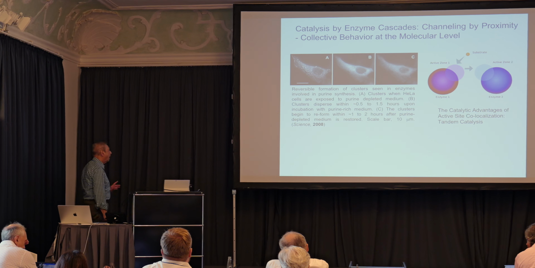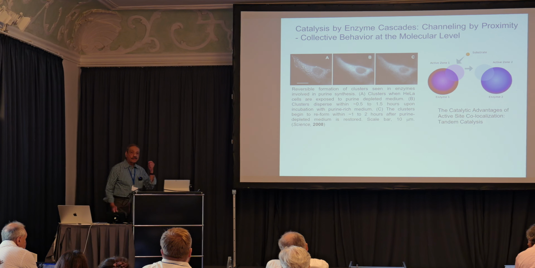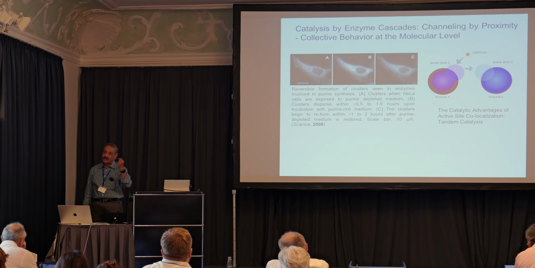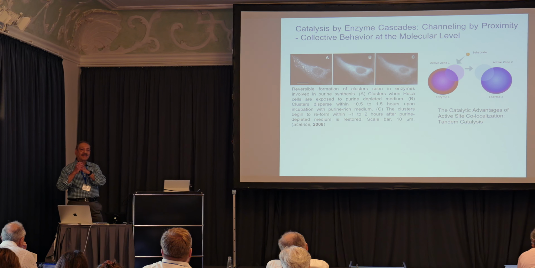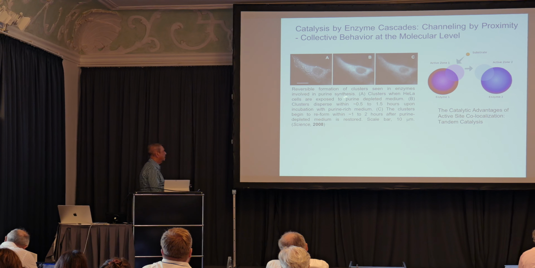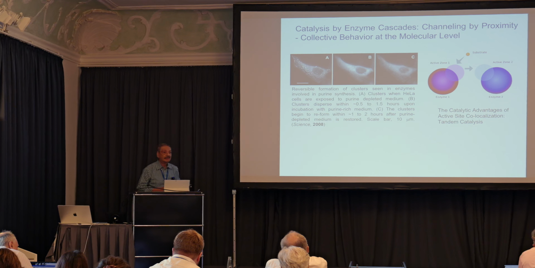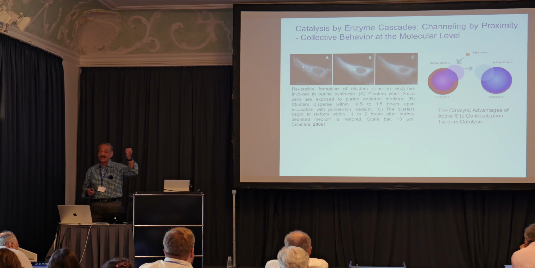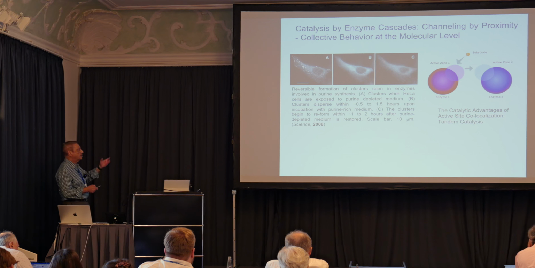And what people have found is if you provide the substrate for the first enzyme, all the enzymes in that cascade come together. This is known as a metabolon. You can see this. This is a different cascade, a purine synthesis cascade. And you can see that they come together. In fact, the scale bar is 10 micron. It's easy to see. When the substrate is used up, they disperse again.